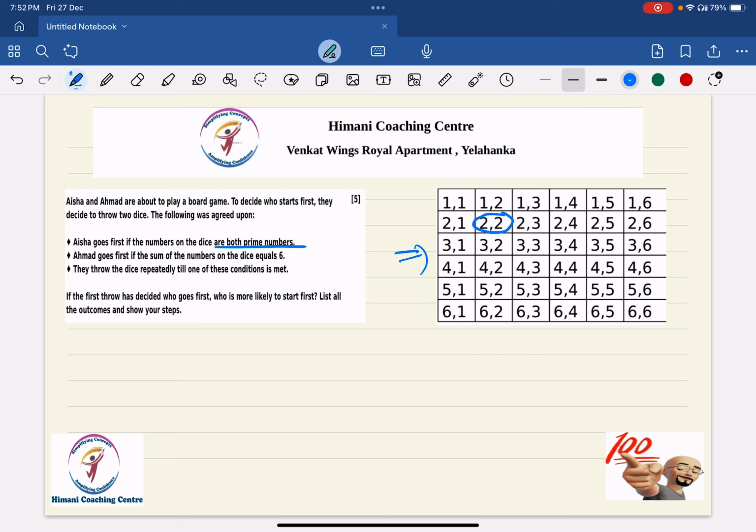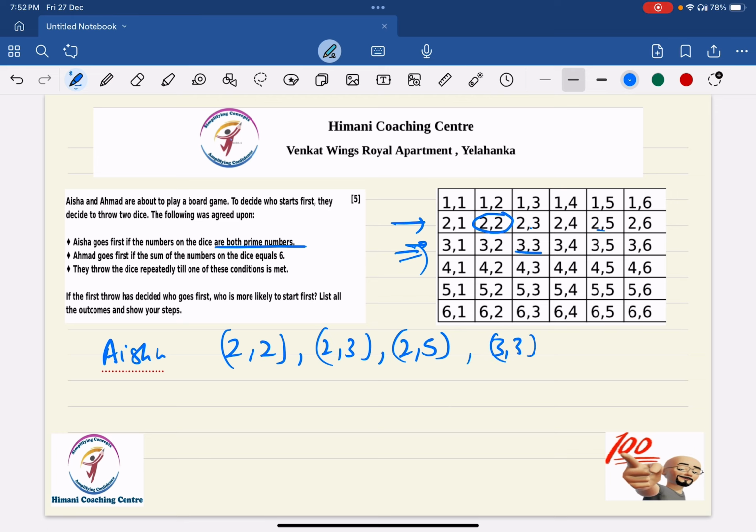So 2, 2. We will have to write down. For Aisha, the prime numbers are going to be 2, 2, then 2, 3, then 2, 5. So in this row there is 2, 2, 2, 3, 2, 5. Now go to 3. So there is 3, 3. Let us write that down. So 3, 3, then 3, 5. Then in the next row we don't need to go because 4 is a composite number. Now go to the row which has 5. So 5, 2. Let us write that down. Then 5, 3, both are prime. Then 5, 5, both are prime.